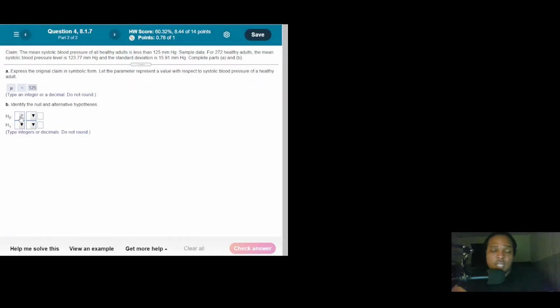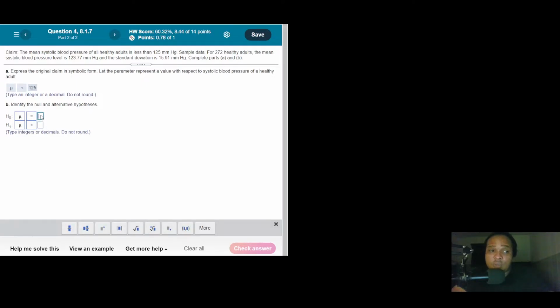Excellent. In terms of H0 and H1, we're going to choose the mean symbol for both of them. H0 will have an equal sign without the slash. It's always just a regular equal sign. All right, no funny business. H1 will agree with whatever our original claim was, which is less than, and we're going to use the same number. So 125 and 125.